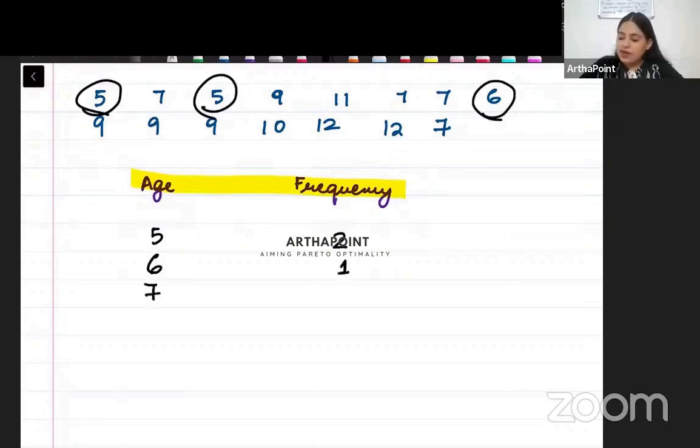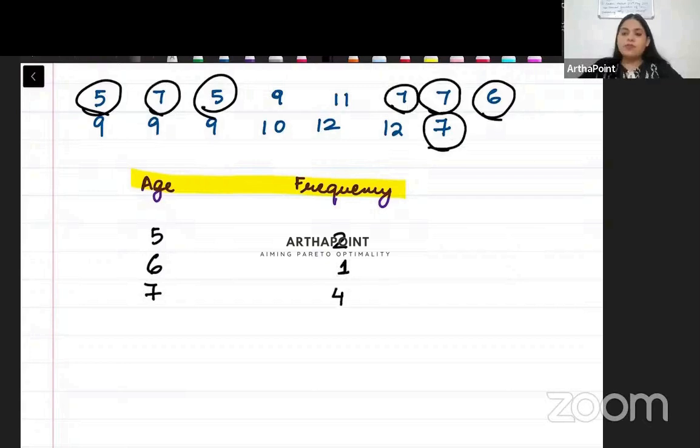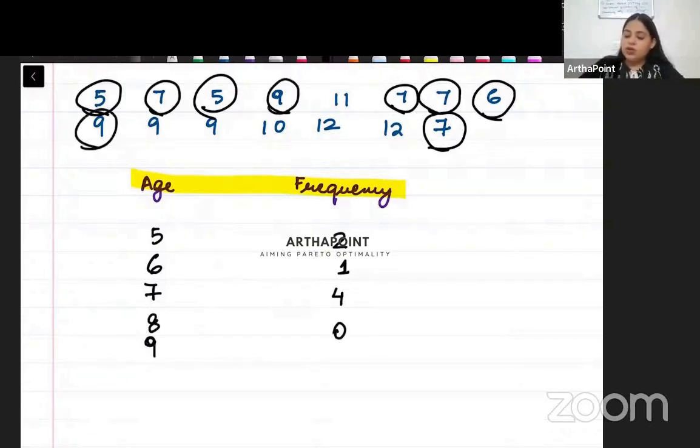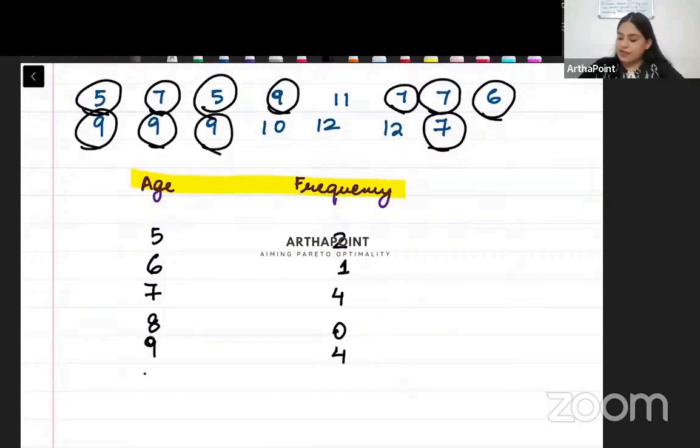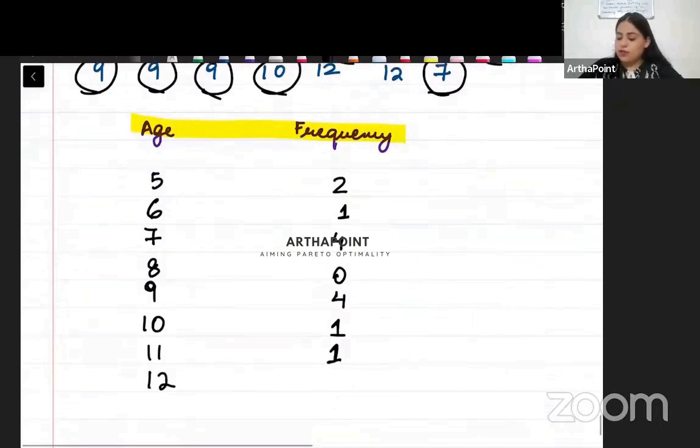Then I have 7. How many have 7? 1, 2, 3, and 4. Then I have 8. How many have 8? 0. Then I have 9. How many have 9? 1, 2, 3, 4. Then I have 10, which has 1. 11, which is 1. And finally 12, which is 2.